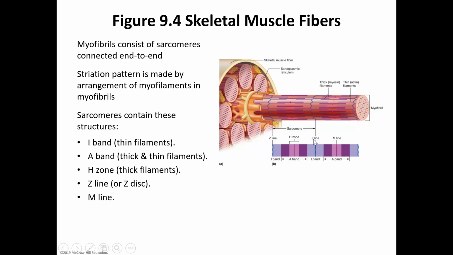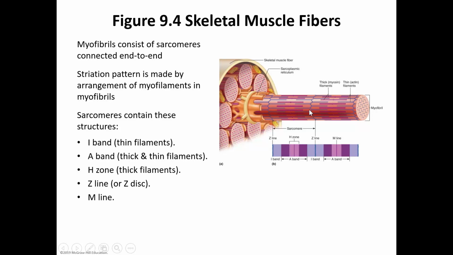So the definition of a sarcomere, write this down, remember it, memorize it: a sarcomere is from one Z line to the next Z line. That is a sarcomere. This is the functional contractile unit of skeletal and cardiac muscle. You should burn that in your brain. This is the functional unit.